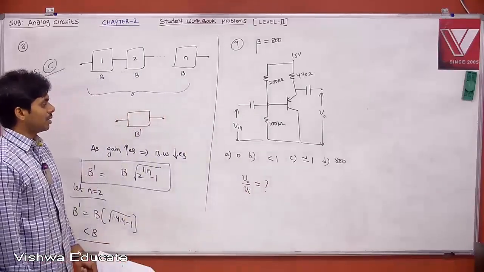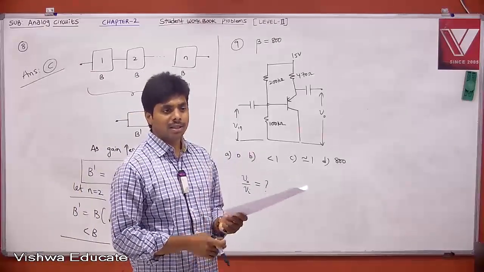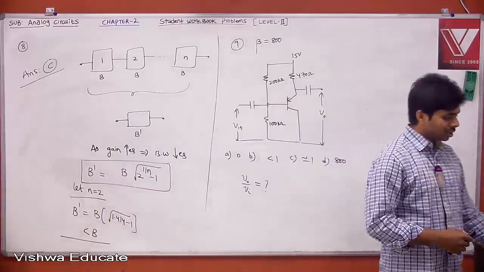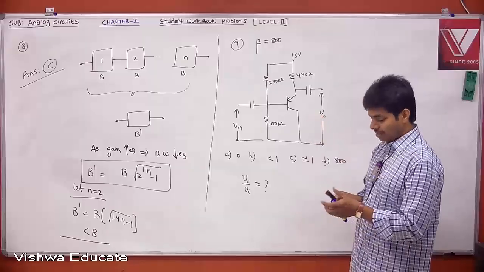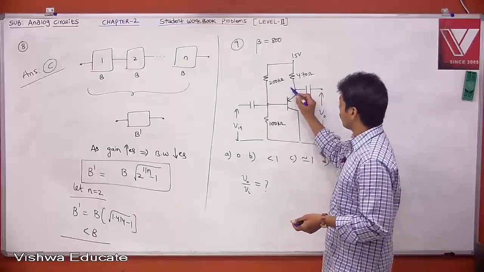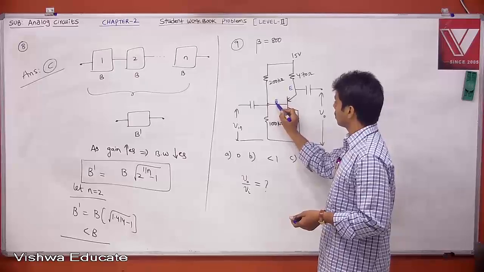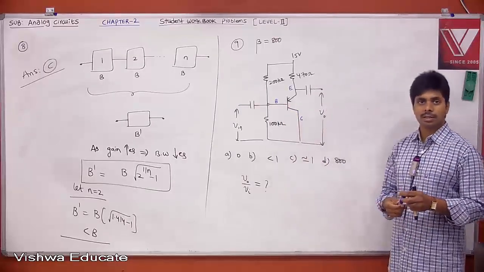First of all, AC analysis or DC analysis? This is AC analysis, so we need to consider the AC circuit. Remember, this is not an NPN transistor. This is a PNP transistor. This is the emitter, this is the base, and this is the collector.